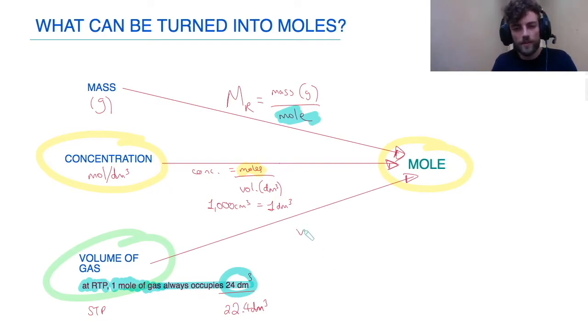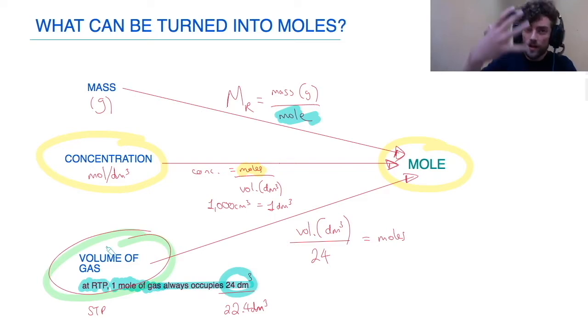Regardless, the important point here is that this allows us to convert from volume of gas, decimeters cubed, into moles. Indeed, if every mole occupies 24 decimeters cubed, then I only need to see how many times does 24 fit into my volume of gas, volume divided by 24, to work out my amount in moles. And hence I can comfortably go from volume of gas to moles.